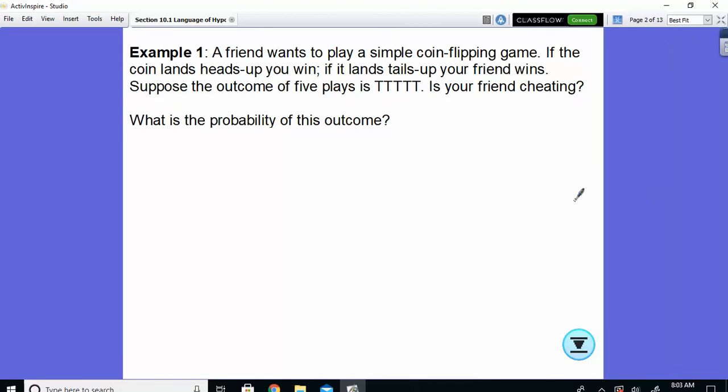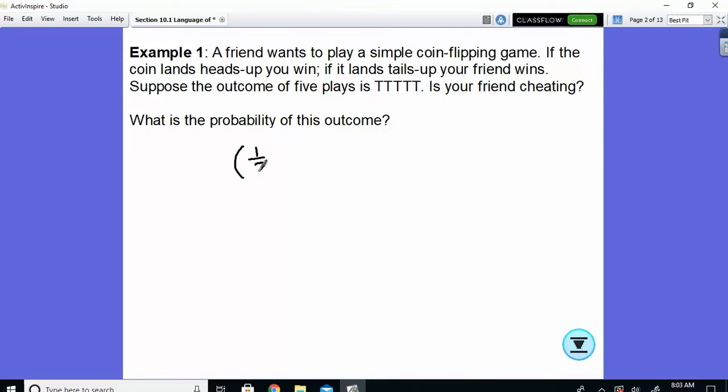First, we're just going to jump in with an example. A friend wants to play a simple coin flipping game. If the coin lands heads up, you win. If it lands tails up, your friend wins. So after 5 plays, there have been 5 tails. Is your friend cheating? What do you think? What's the probability of that happening? How would I find that probability?